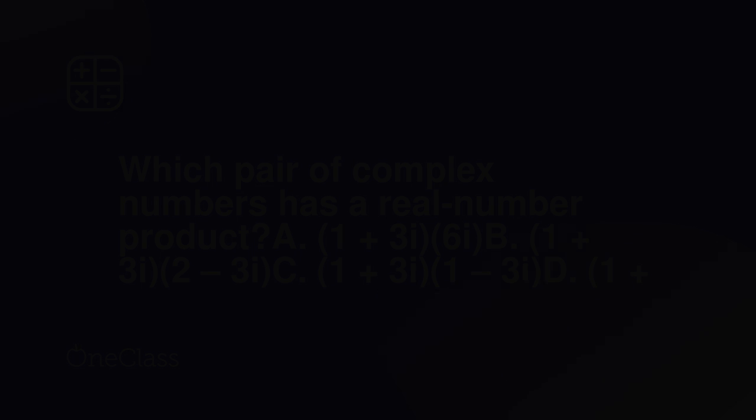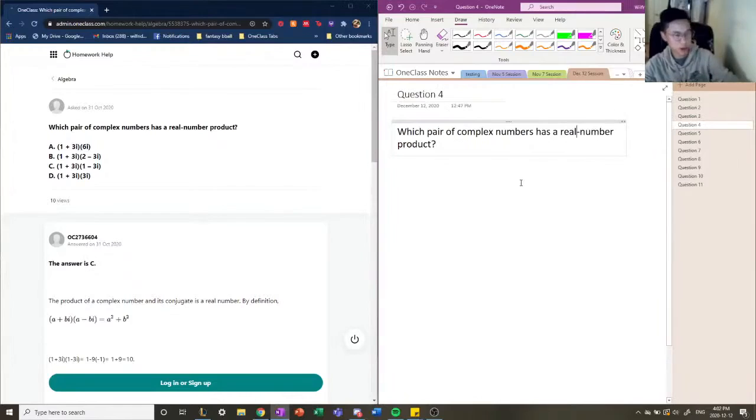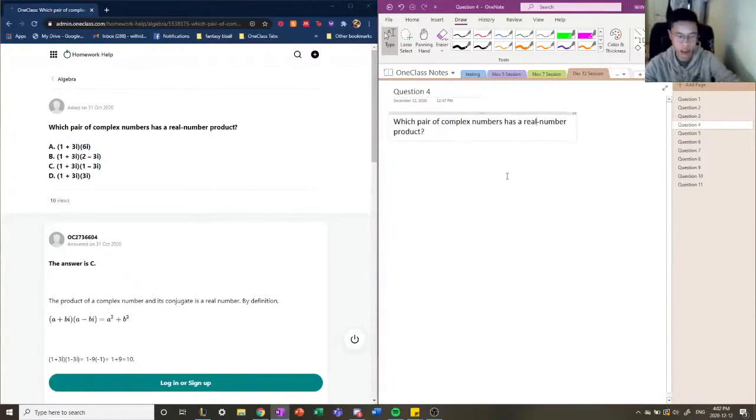All right. So the next question reads, which pair of complex numbers has a real number product? So in the first question, I described what a complex number is, right? A complex number has a real component and an imaginary component. Another thing to cover before we even begin to tackle each of these options is that we know that i is equal to root of -1.